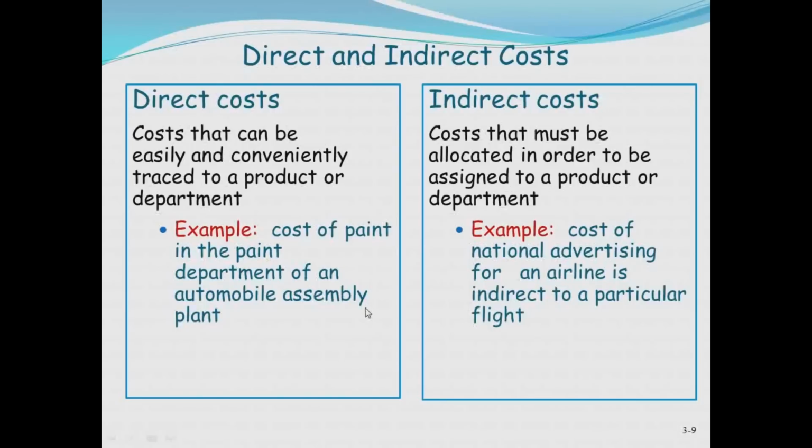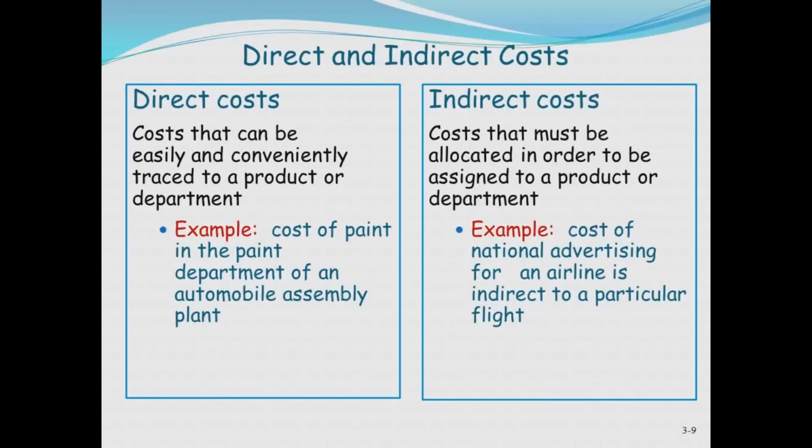Okay, another are direct costs and indirect costs. We may start to get into types of costs you may not know, maybe not. Direct costs are costs that can easily and conveniently be traced to a product or a department. So the cost of paint that's put on a car. You know how much paint you had before, you know how much paint you have after. You can say, here's the amount of paint we put on that car. That would be a direct cost in building a car.